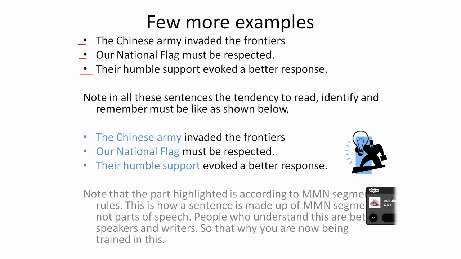Now in these three sentences, if you see, this is clearly the noun segment. We have the nouns. Army is a noun, flag is a noun, support is a noun. The is a binder, our is a pronoun binder, and their is also a pronoun binder, and we have adjective binders also coming along with the pronoun or article. So that's how we are compounding the rules and making the bigger noun segment.